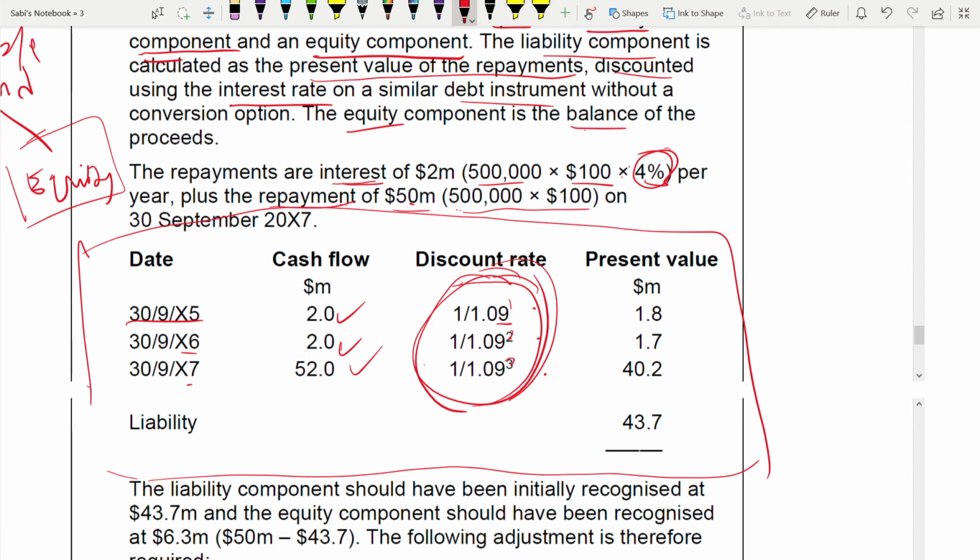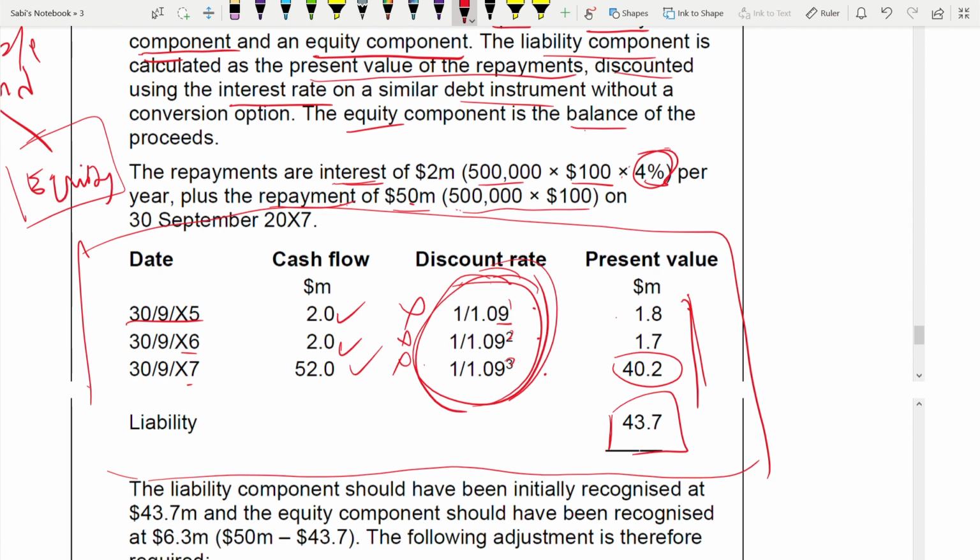Okay, and then we know cash flow multiply by the discount rate. So in one cell you apply and just copy paste, drag it to the other cells. Easily it will be done, right? Multiply cash flow with the discount rate, get the present value. Obviously the highest present value will be in the final year because you are paying the principal amount also, and finally will be your liability, 43.7.